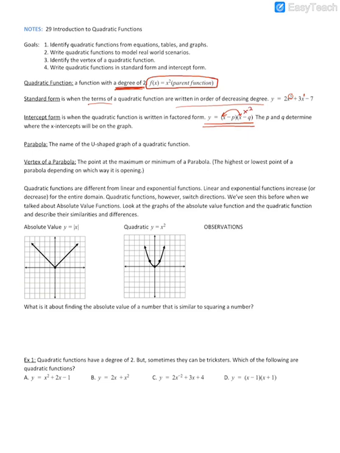And here's the cool part. The p value and the q value, those are going to be the x-intercepts. So if they say x minus 4 and x minus 2, you'll be able to figure out, oh, that crosses at 4 and it crosses at 2 on the x-axis. It'll help us when we graph and do some other things with it.